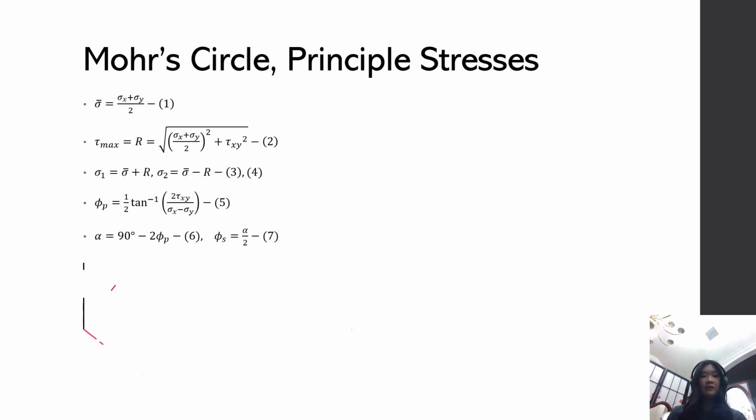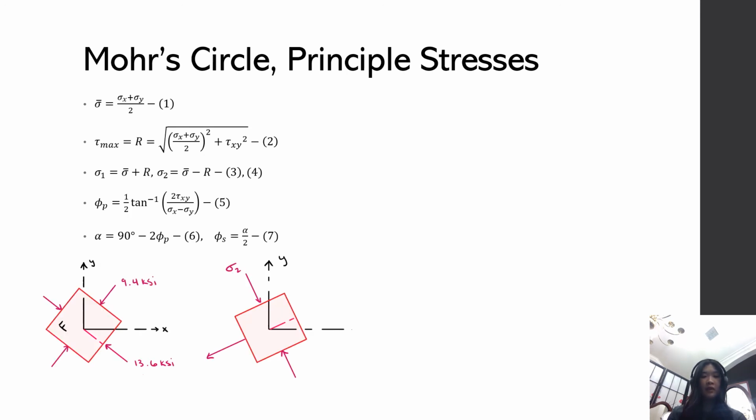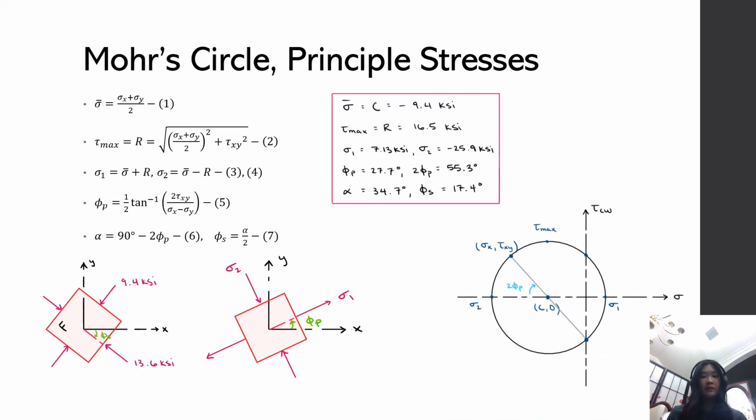After we calculate all of these variables, we are able to draw the individual stress element F, and the principal stresses and the angle at which they are acting. And we are also able to draw Mohr's circle for element F. And as you can see on the slide, this is how you would draw Mohr's circle and the individual stress element.